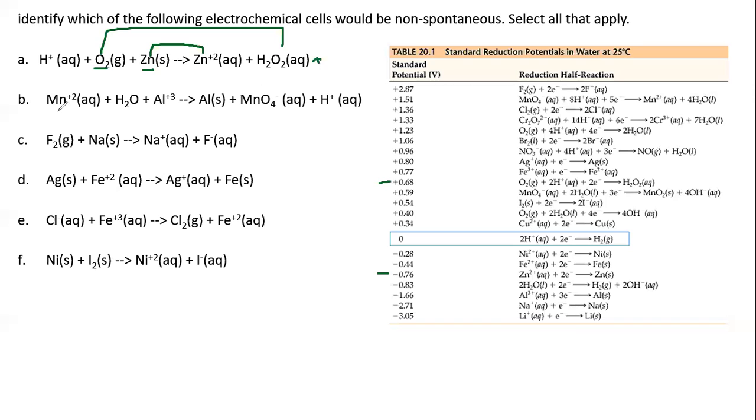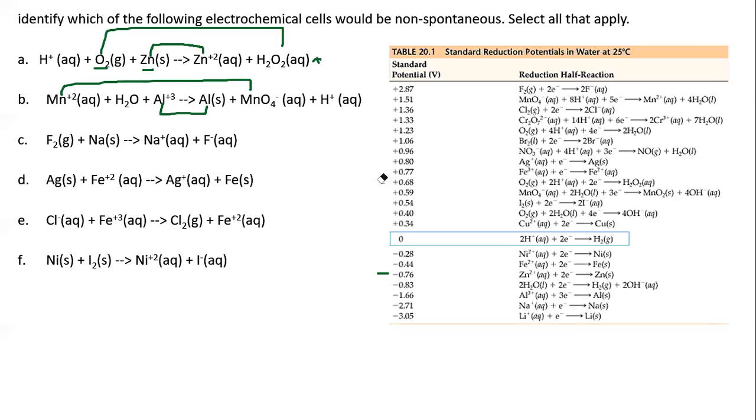Next we go to the second electrochemical cell. We have manganese 2 plus and aluminum giving us aluminum 3 plus and permanganate. So we see here manganese 2 plus, we get permanganate, aluminum 3 plus to aluminum. Now again, if the reduction potential of aluminum is greater than the reduction potential of permanganate to manganese 2 plus, this would be a spontaneous cell.